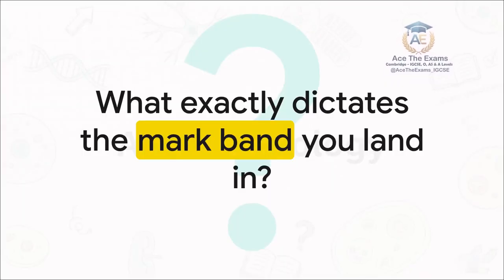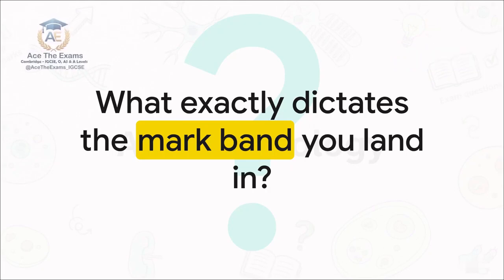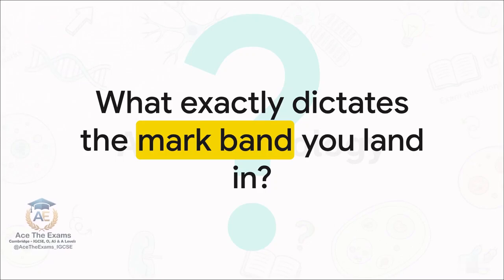Okay, so we've dodged the biological traps. You've got the theoretical framework, you know how to process data, and you know exactly what the examiners are warning you against. But what actually dictates the final mark band you land in? Why do students with absolutely perfect biological knowledge still walk away with 0 marks on a 6-mark question?